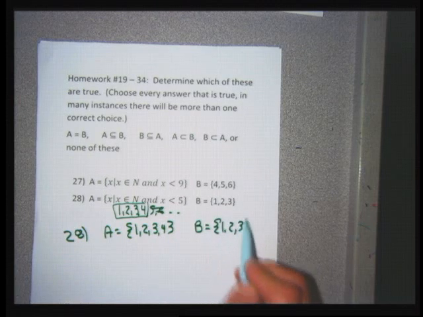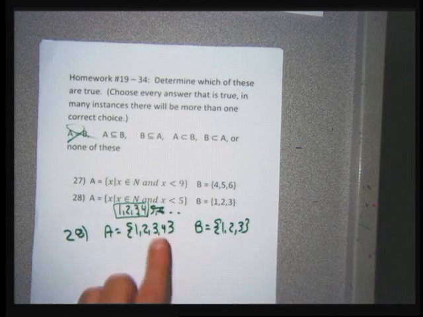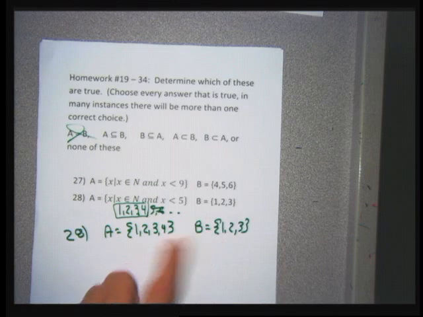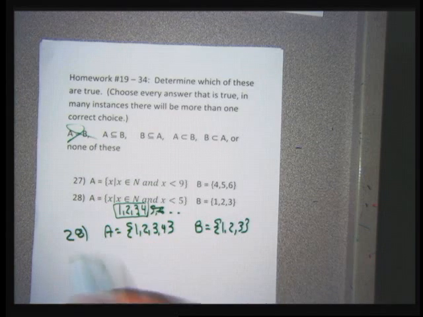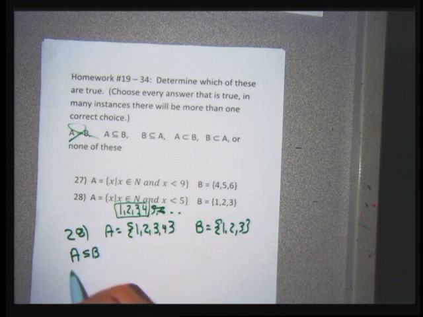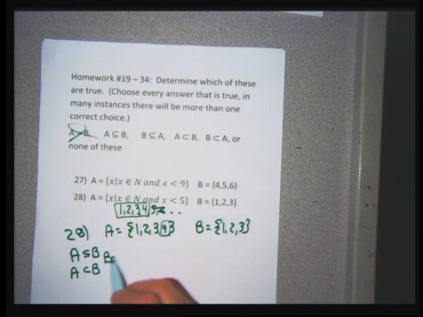So when I go do my tests, these are not equal to each other because there's a 4 in set A that's not in set B. And both the ones that have A contained in B will be false, because for either A being a subset of B or A being a proper subset of B to be true, we need A to be contained in B. And A is not contained in B because there's a 4 in A that's not in B. So both of these are going to be false.